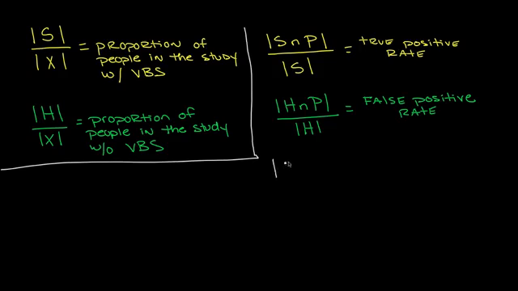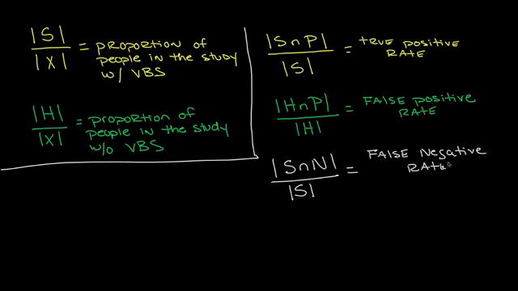The size of S intersect N divided by the size of S. Let's let you think about what that is. So what is that? That's the false negative rate. And again, we would like that to be as small as possible. Finally, H intersect N divided by H is the true negative rate.